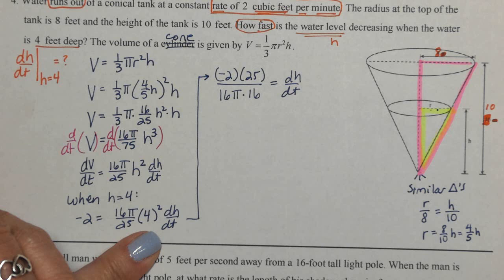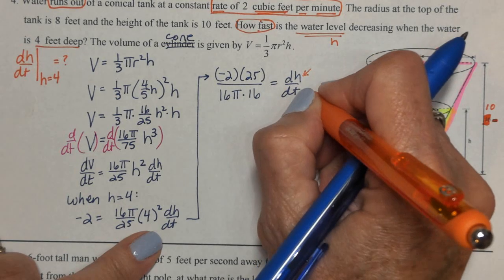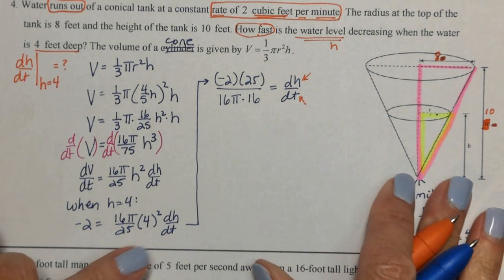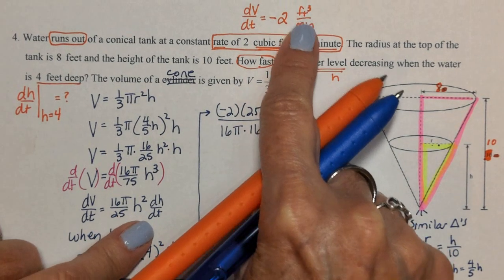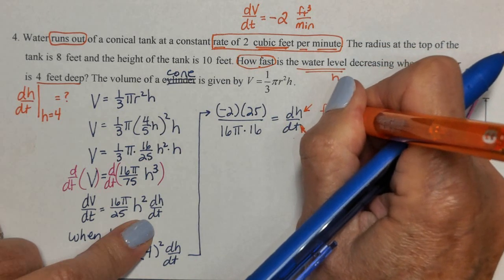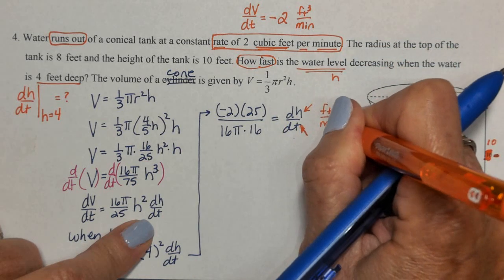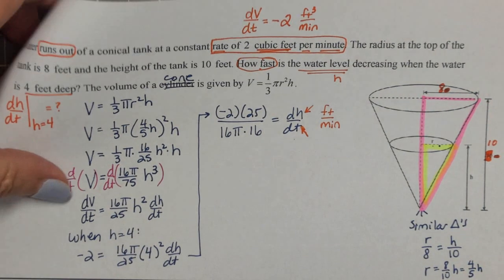Okay, did they ask me for units? No, they did not. What if they had? What would the units be? Units of h over units of t. The volume was in feet cubed per minute, so units of h would be feet. Units of time would be minutes. If they had asked me for units, I would say feet per minute.